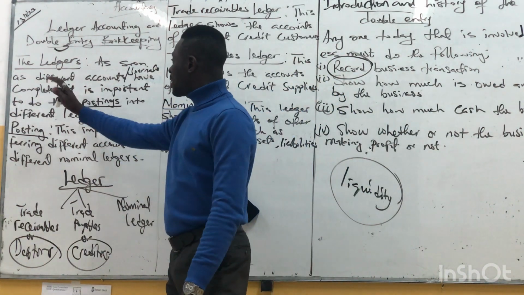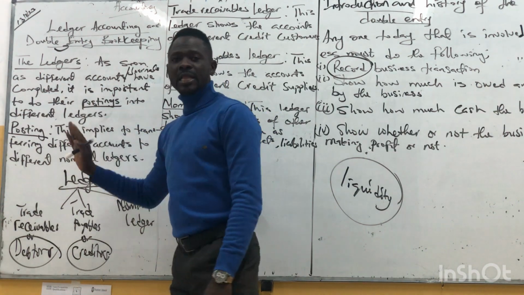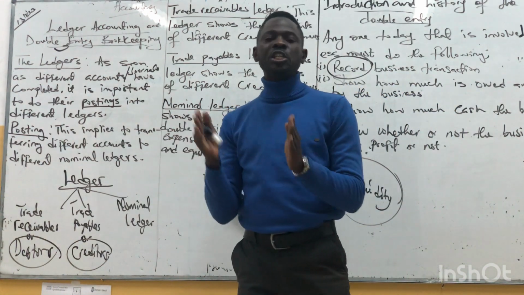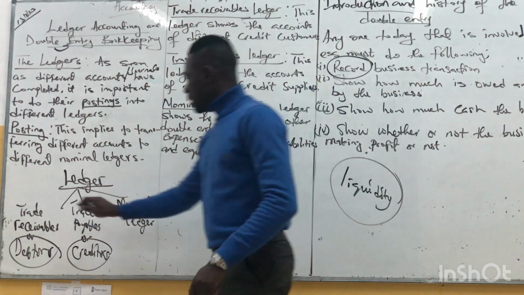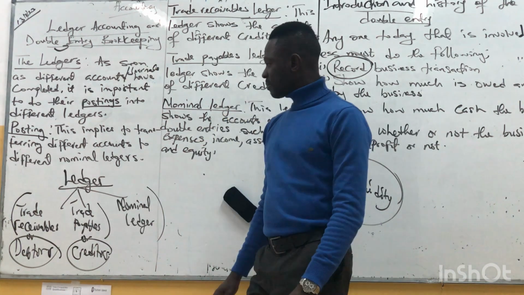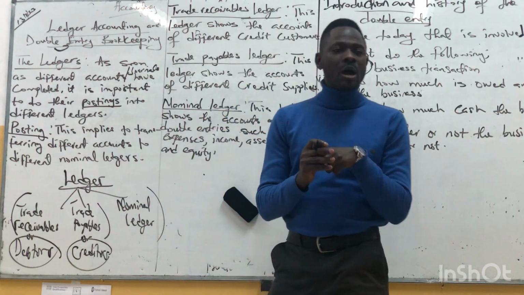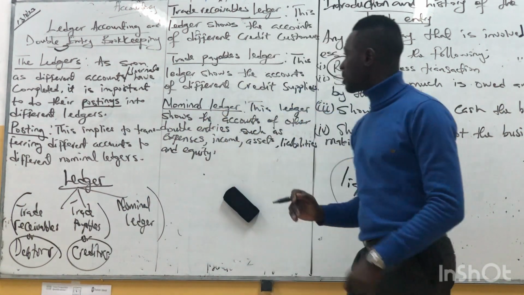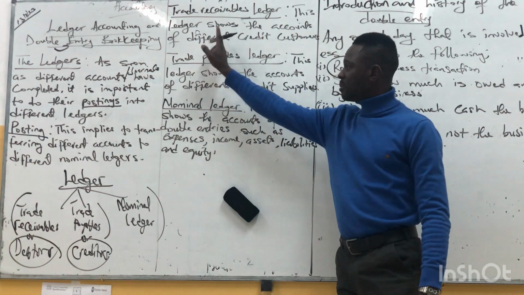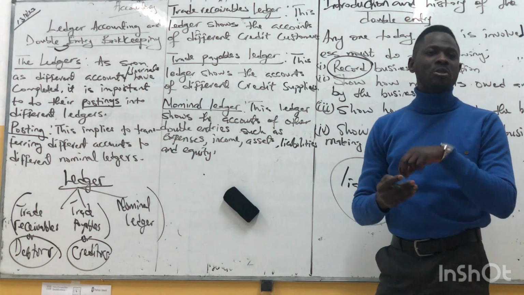For the ledgers, as soon as different accounts or journals are completed, it is important to do their postings into different ledgers. Posting means we are transferring different accounts to each ledger, which can be a trade receivable ledger, trade payables ledger, or nominal ledger. The trade receivable ledger is for accounts opened for credit customers. Then we have trade payable ledgers. These are accounts opened for credit suppliers.